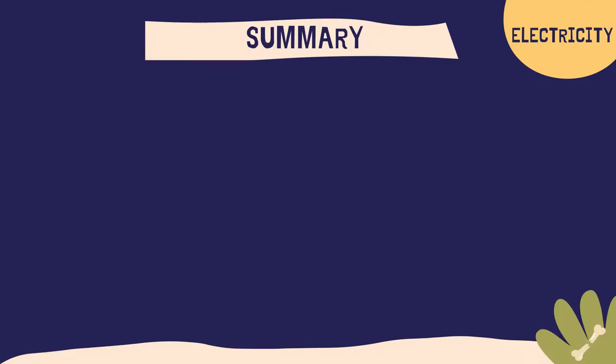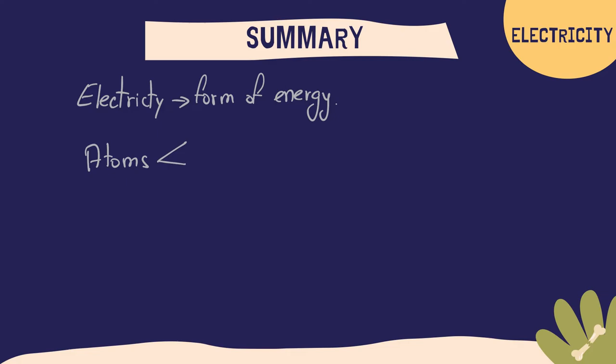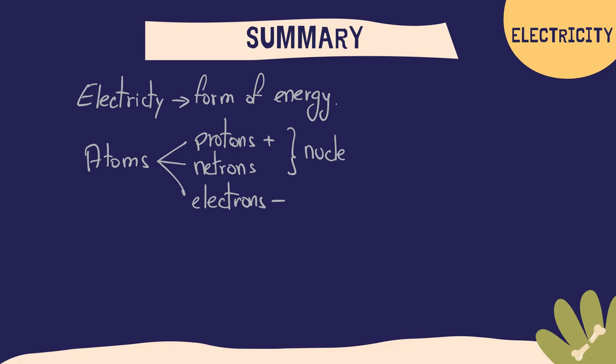Okay, so in summary, we need to know that electricity is a form of energy. Also, that all matter is made up of atoms. And these atoms are composed of protons with positive electrical charge, neutrons that don't have positive or negative charge, so they have a neutral charge, and electrons that have negative electrical charge. And these two, the protons and neutrons, form the nucleus of the atom.